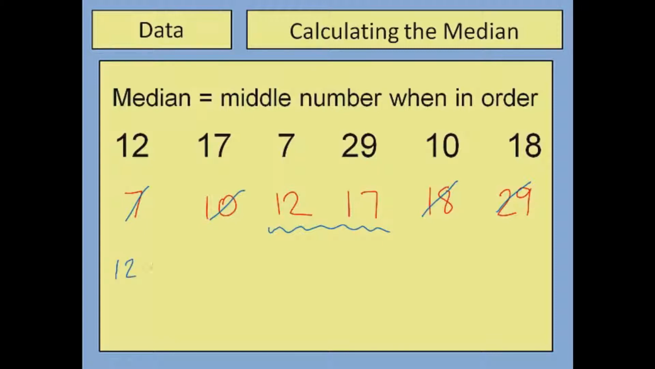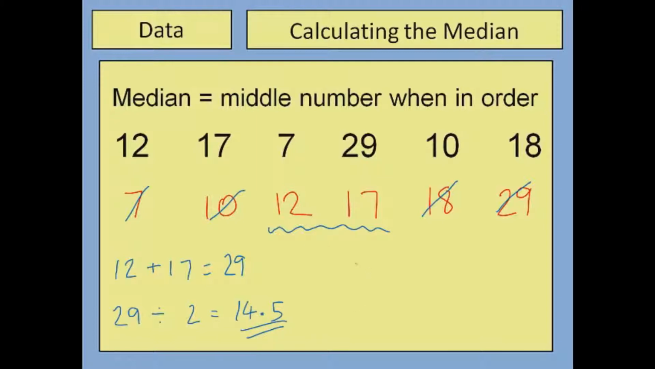The first way is you could add those two numbers together, 12 plus 17, which would give you 29, and then half that. So if you half 29, you get 14.5, and that is right in the middle of 12 and 17, so that must be our answer to the median.